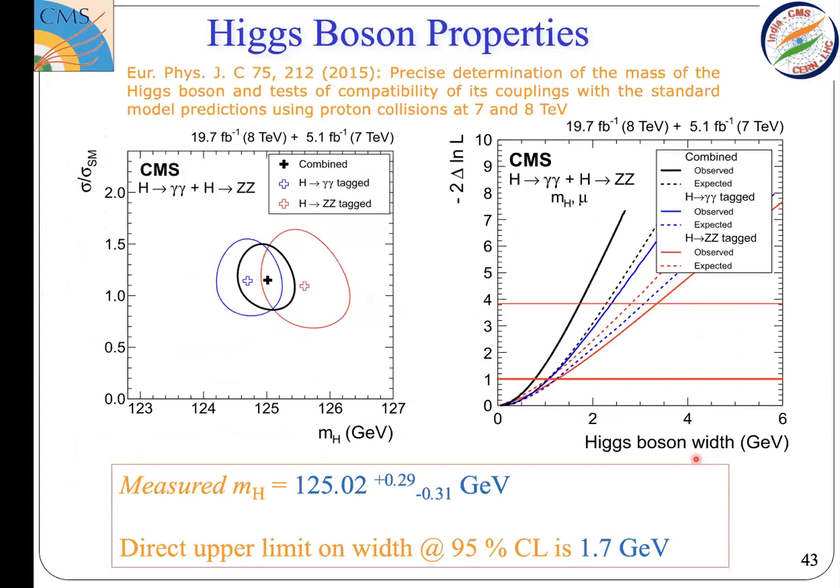So now coming to the properties, I will just quickly go into it because most of the analysts actually worked on the combination portion. The mass was measured in the gamma gamma and ZZ channel, and it was, of course, now put together. The 68% contours were made for this, again, the production cross section times the branching ratio normalized to the standard model cross section. And this is the mass. I'm not going to talk about the limit on the width. That was already discussed actually. But if you look at the direct upper limit, it was 1.7 GeV. Again, an order of magnitude higher.